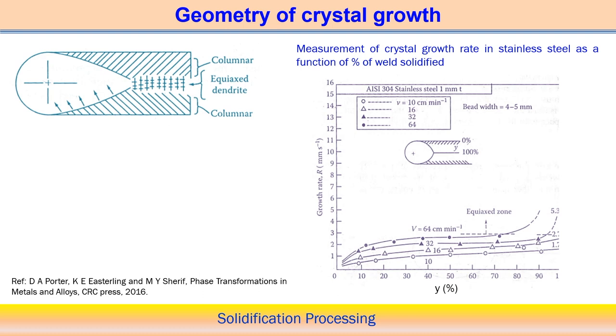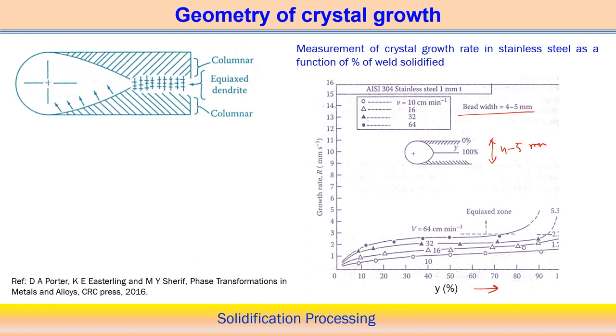See that it is a growth rate R in millimeter per second, and percentage of solidification Y, for example, in the direction X along the X axis, along the Y axis growth rate. It is a 304 stainless steel, 1 millimeter thickness, and we observe the bead width is around 4 to 5 millimeter, that means this extent is around 4 to 5 millimeter, okay.